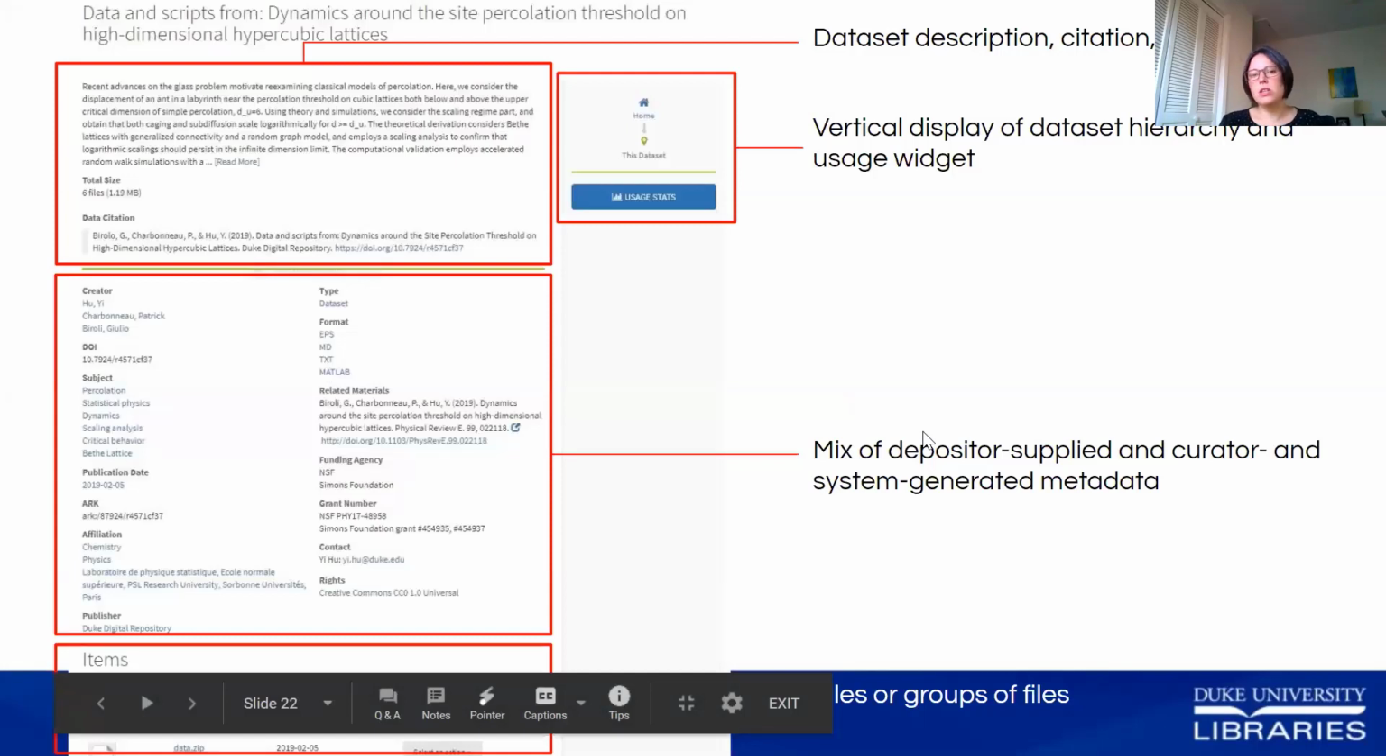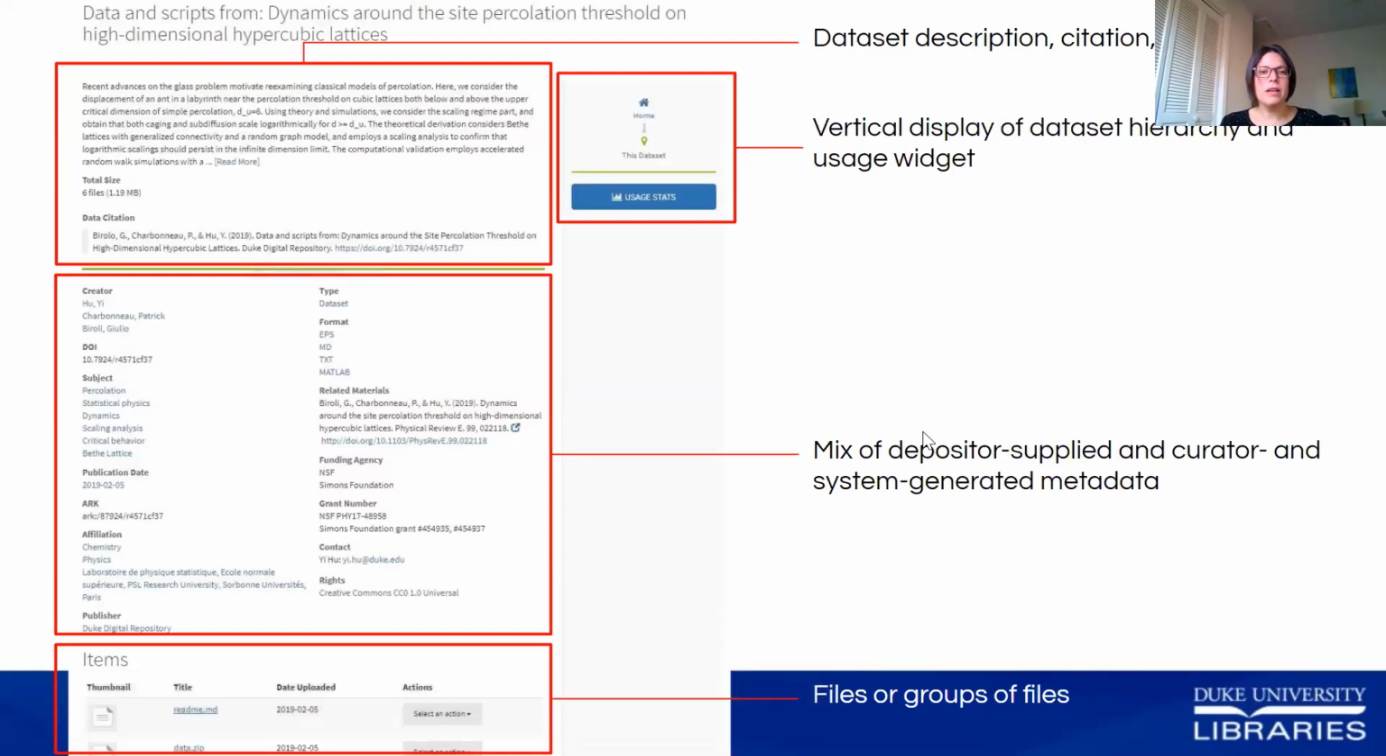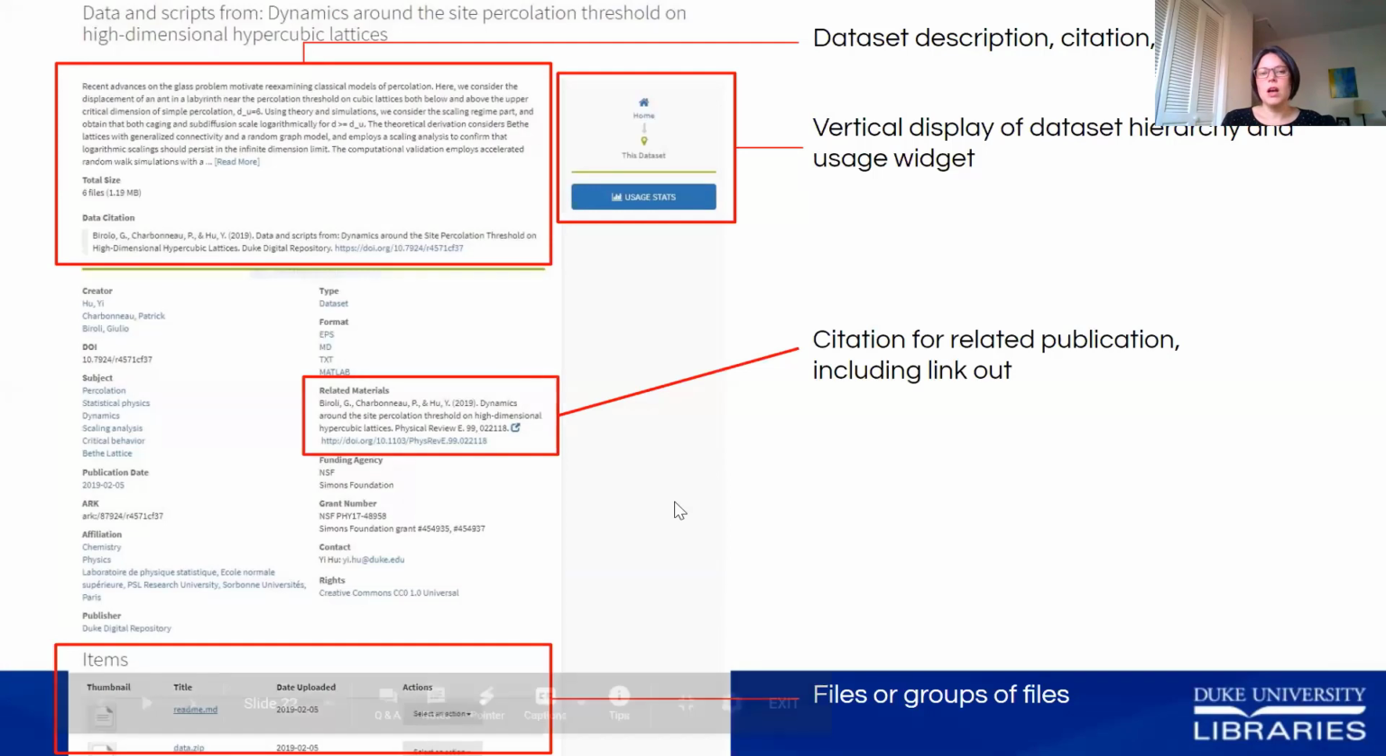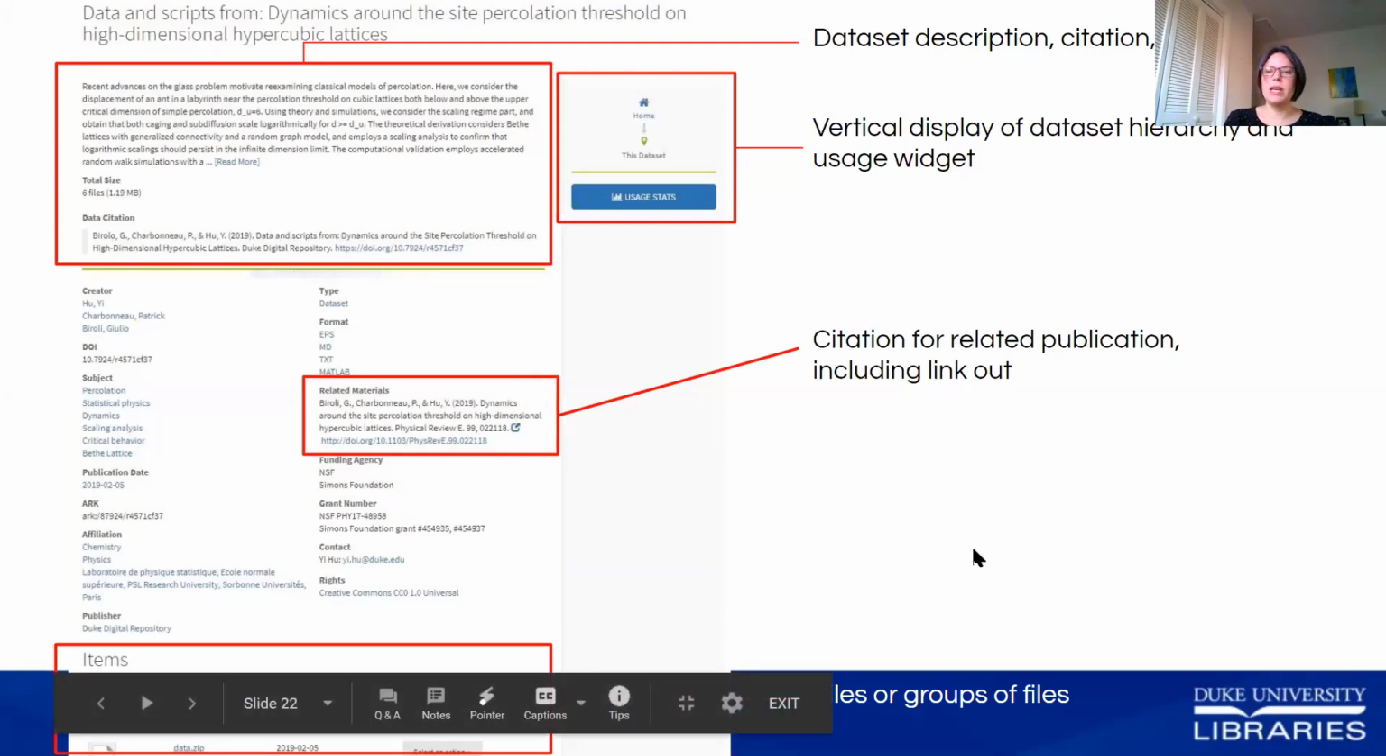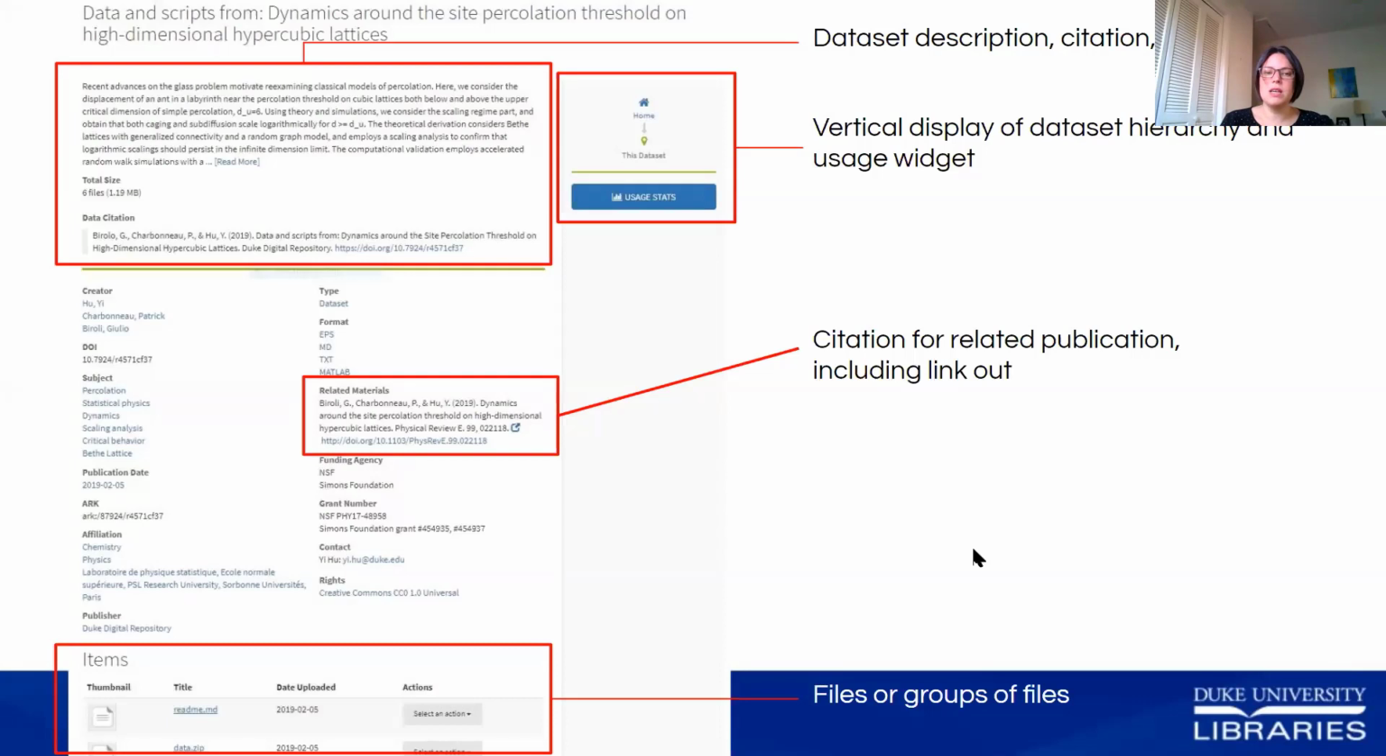So this is what a data set looks like once it's in the repository. You have the data set description and your citation in the middle. That's where you have the metadata that's both supplied by the depositor, and some of it is provided by us as curators or the system. At the bottom of the screen is where you'll have your group of files. I'll also call out again the citation for related publications. Sometimes folks have this when they're submitting data, but if not, we do ask you to let us know if possible when that article has been published, so we can add in that citation and create that bi-directional link.